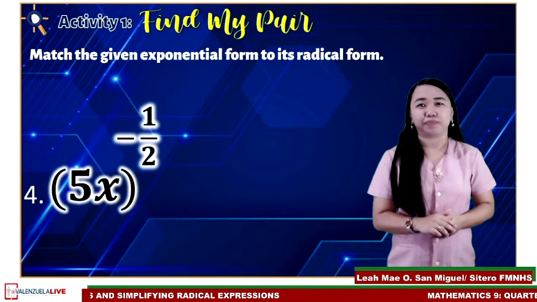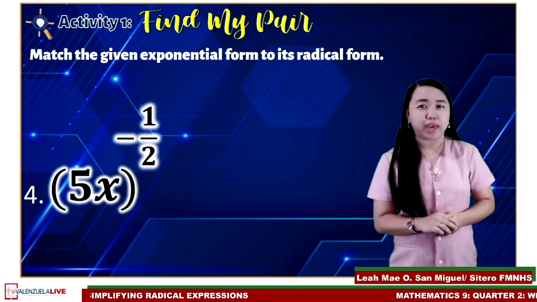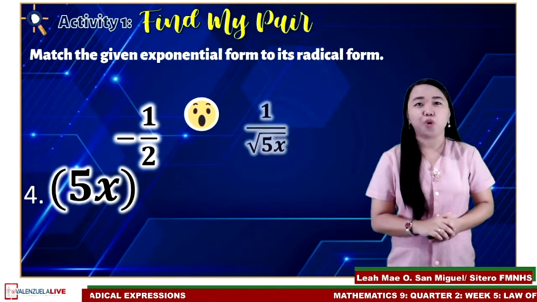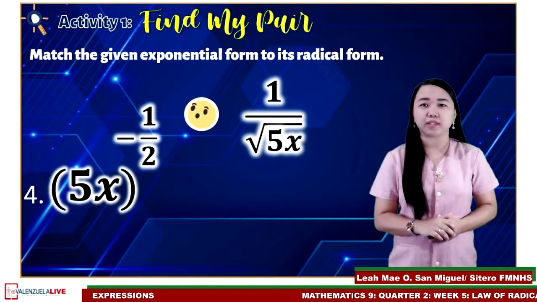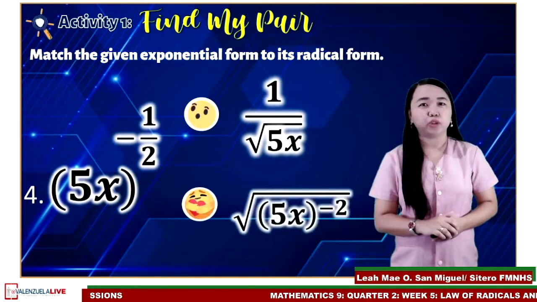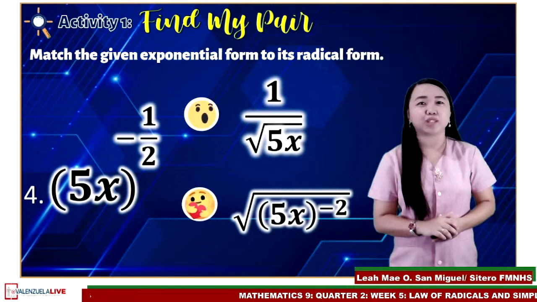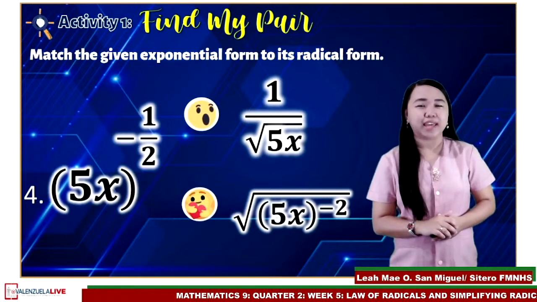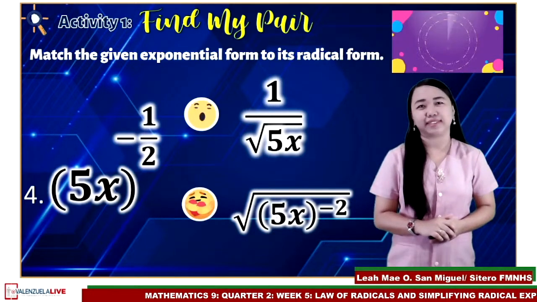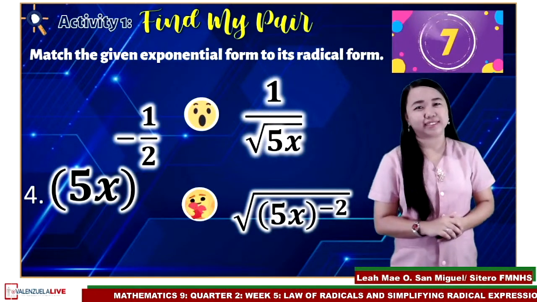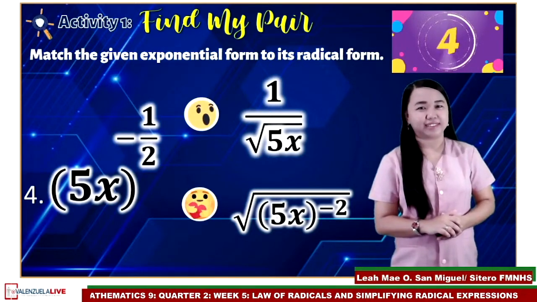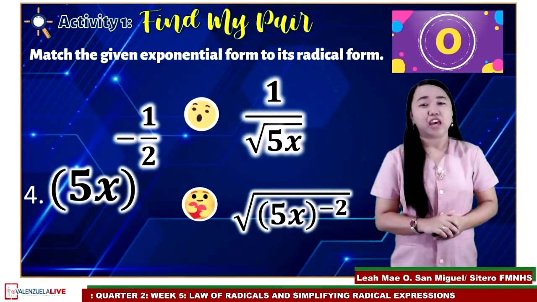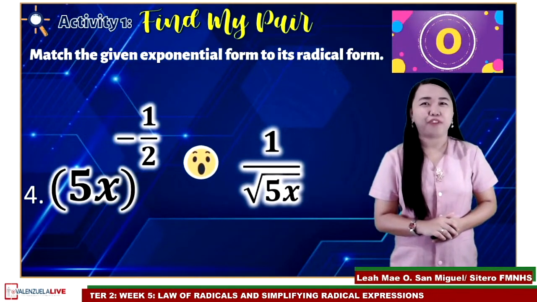Fourth item. The quantity 5x raised to negative 1/2. Is it wow react, 1 over square root of 5x, or okay react, square root of the quantity 5x raised to negative 2? Will you drop wow or okay react? 10 seconds, go! If you dropped wow react, very good!